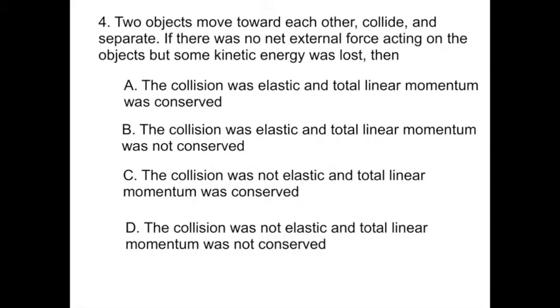Practice number 4. Two objects move towards each other, collide, and separate. If there was no net external force acting on the objects, but some kinetic energy was lost, then they have all these choices with whether it was elastic or not, and whether total linear momentum was conserved. So first let's think about the type of collision. If some kinetic energy was lost, then the collision cannot be elastic. So we're going to eliminate choices A and B. Now we know from the law of conservation of momentum that momentum is always conserved in collisions between objects. So D says it was not conserved, so we can get rid of D, and we're left with C.